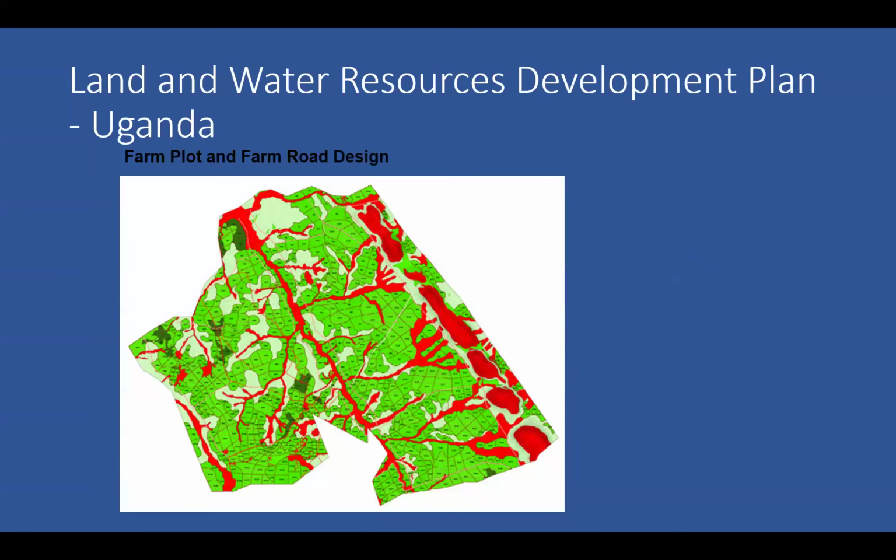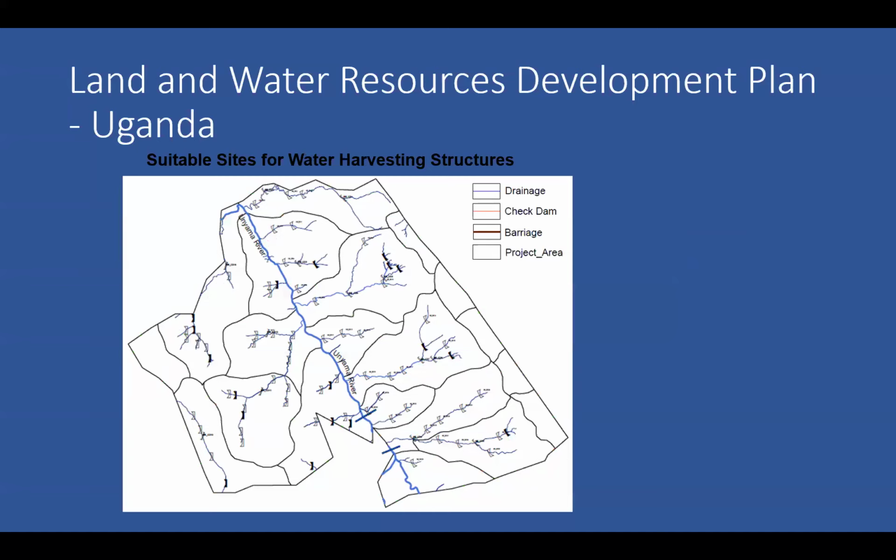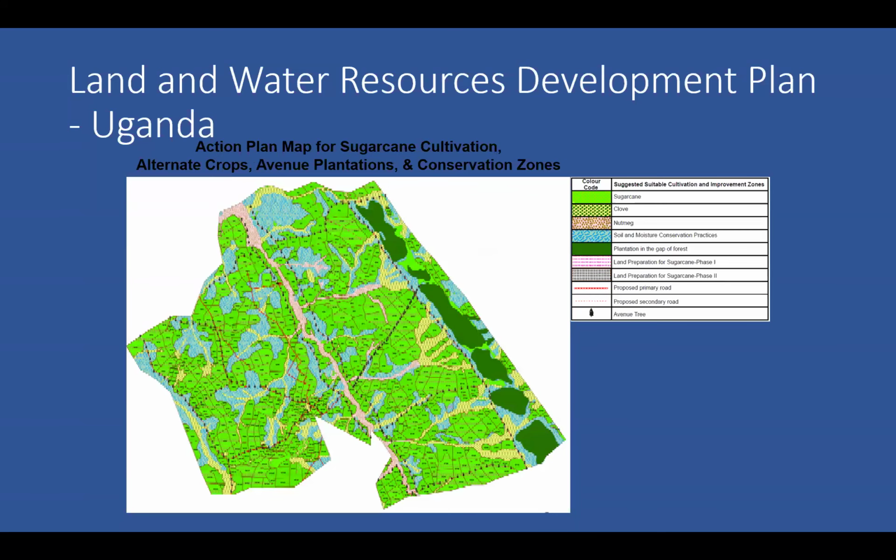We did the plotting of how your plots will be, and how each and every sugarcane plot will be laid out. We also designed water harvesting structures, showing how they can control the irrigation, where they can store the water, and how they can distribute it to irrigate their plants. Then the final plan map was prepared for the sugarcane areas.